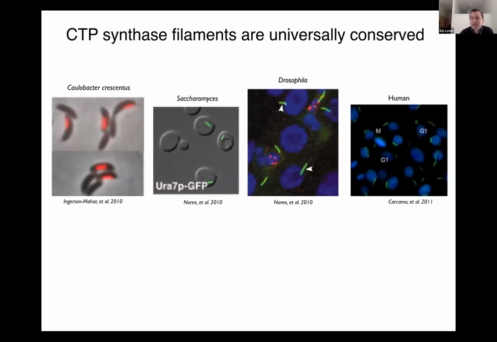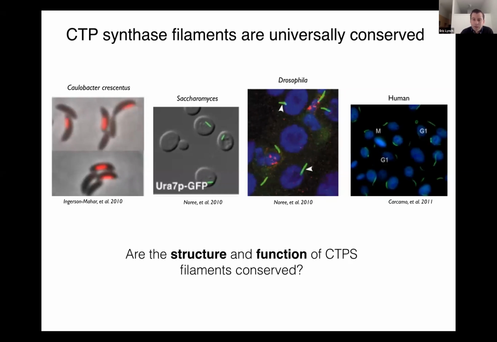These filaments of CTP synthase are universally conserved. So they've been observed in species from bacteria all the way up to humans. And so basically what I aim to address was whether or not the structure and function of these different filaments are conserved across species. So most of what I'm going to show is in vitro work, some biochemistry and enzyme kinetics, and structures determined by cryo-EM.